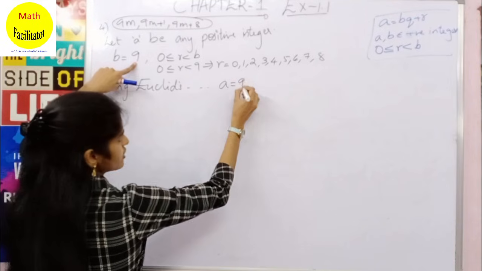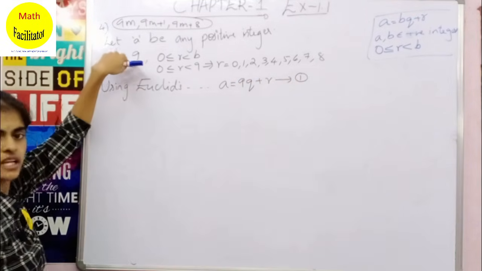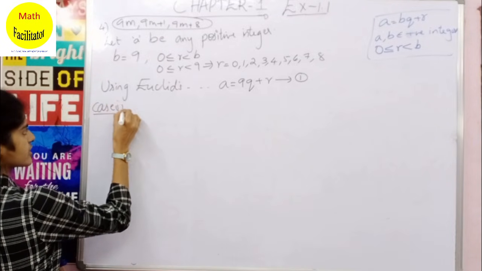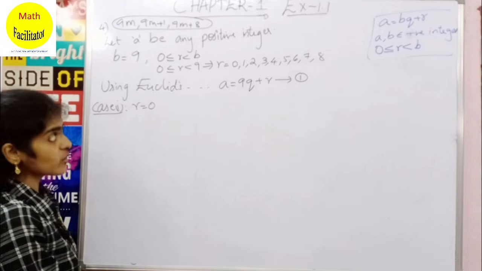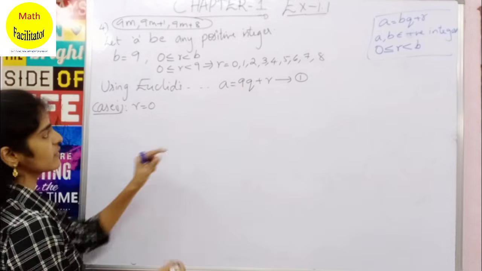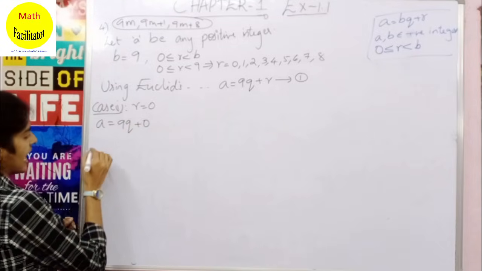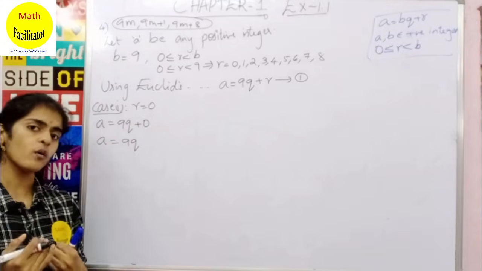B is 9. So a is equal to 9q plus r. Let this be equation 1. Okay, so again now we will take cases. Case 1: you will take r equal to 0. Substituting r equal to 0 in this equation, a equals 9q plus 0. So a is equal to 9q. Simple. Now what is the next step?